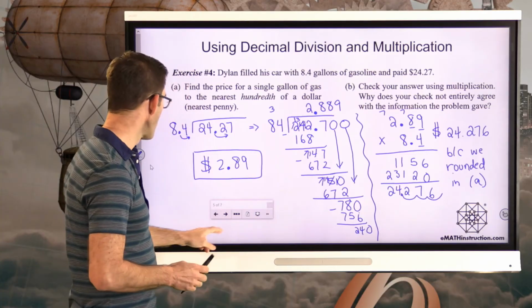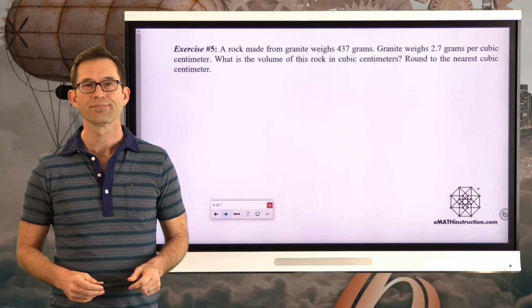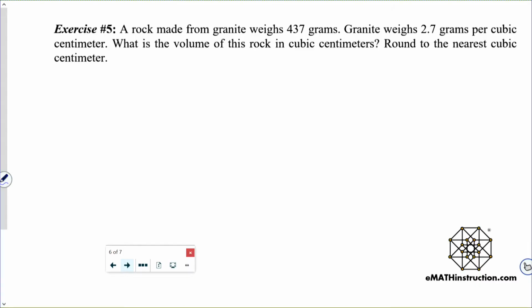Let's keep going a little bit farther. One more problem. Nice applied problem. A rock made from granite weighs 437 grams. Granite weighs 2.7 grams per cubic centimeter. What is the volume of this rock in cubic centimeters? Round to the nearest cubic centimeter.